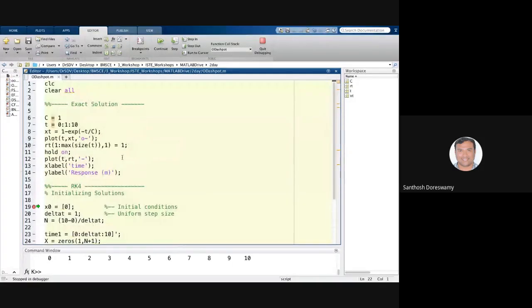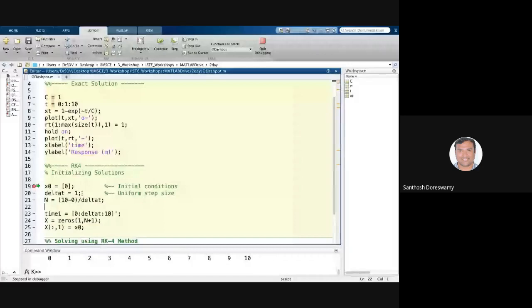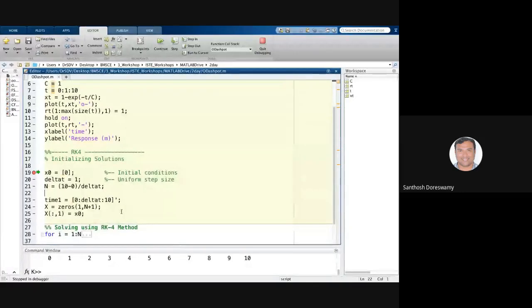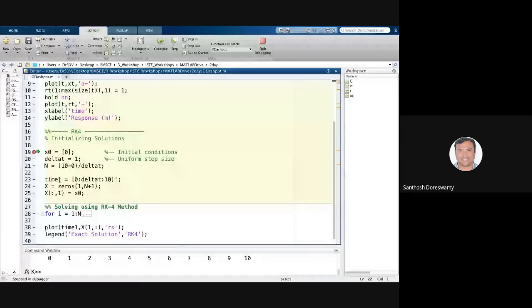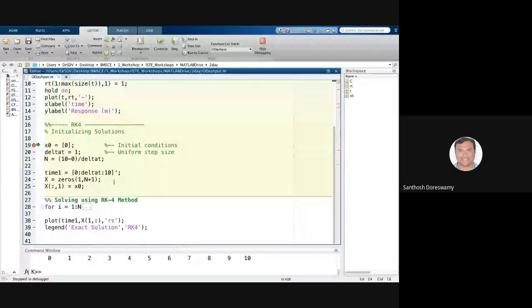I'm using a different variable, t1, because I don't want to clash the values of this variable time 1 with the vector t. So I've created a new variable, time 1. Now, if there are n time steps, I will have n plus 1 endpoints, and for each of these endpoints the value of x has to be computed. So I will make a vector of 1 row and n plus 1 columns.